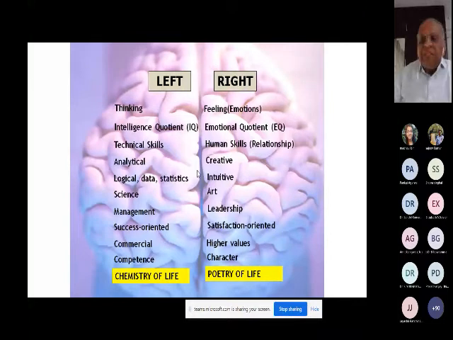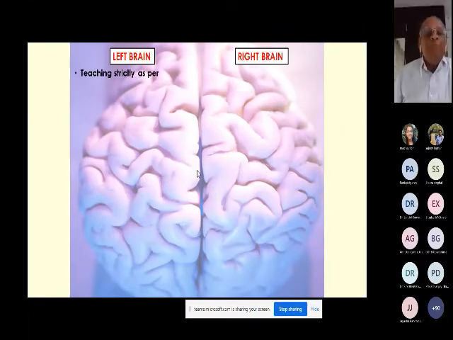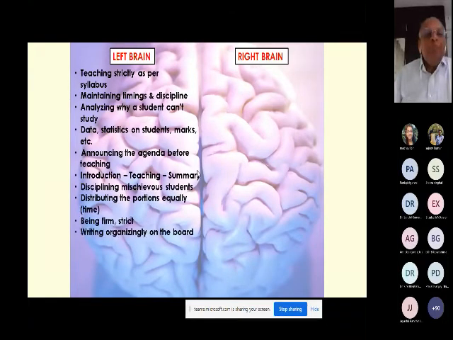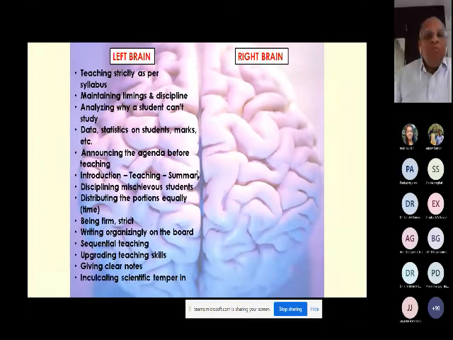Now, when it is shifted to the teaching profession, the same concept of the model of left brain and right brain looks something like this. When we utilize the left brain, when we teach strictly as per syllabus, these are all left brain activities: maintaining timings and discipline, analyzing why a student can't study, data, statistics and students' marks, announcing the agenda of the class before teaching, teaching in a very structured manner like introduction, teaching and summarizing, disciplining the mischievous students if any, distributing the portions equally throughout the academic time, being firm and strict, writing in an organized way on the board, sequential teaching, upgrading our teaching skills, giving clear notes, inculcating scientific temper in teaching. All these aspects emanate from the left brain of a teacher.